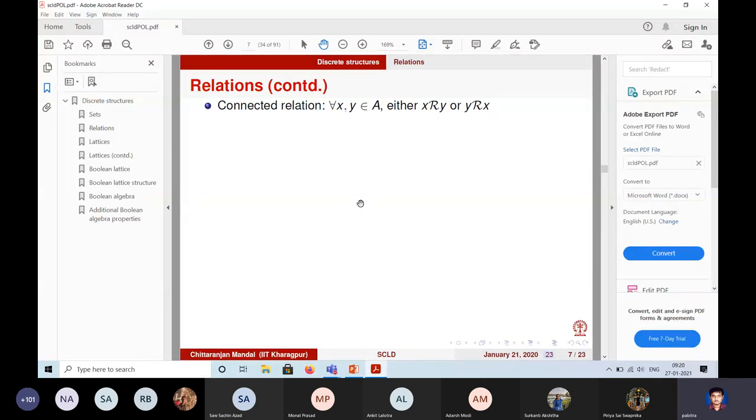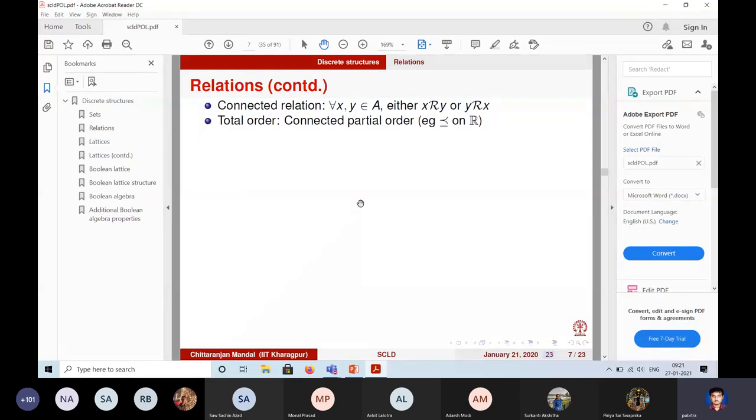So basically it means that if you take any two elements, there will be an edge between them. In the Hasse diagram, either x will lie above y or y will be below x, but there will be an edge between them. This is when a partial order is connected.